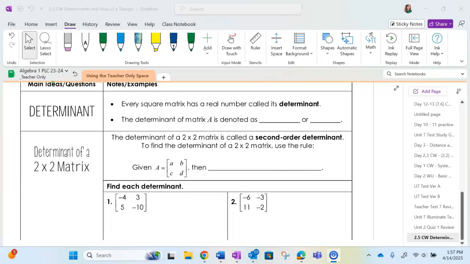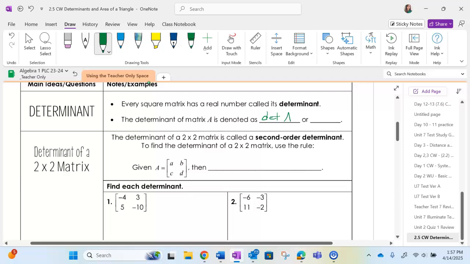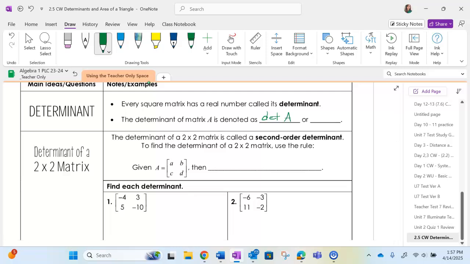So first of all, a determinant is only in a square matrix. So a 2 by 2, 3 by 3, same number of rows, same number of columns. The determinant of a matrix is denoted as you will see it look like that. A just stands for which matrix we're talking about. DET stands for determinant. It will also be the absolute value.